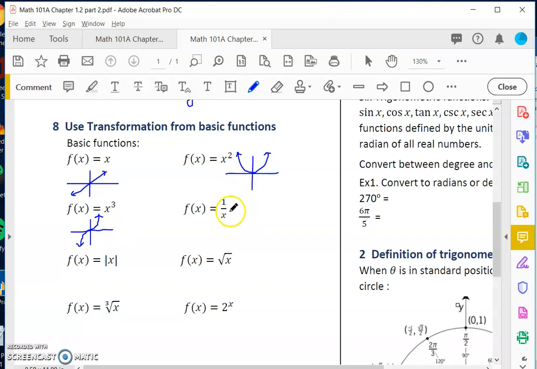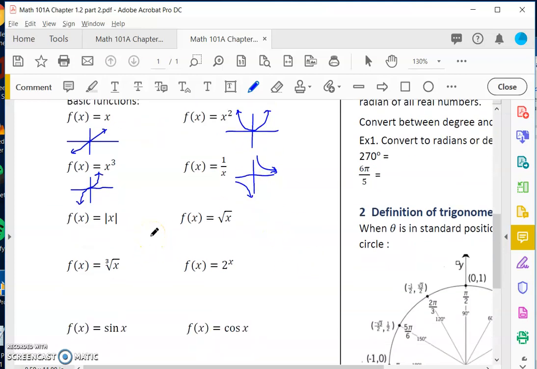1 over x is a rational function, right? So we have a polynomial in the numerator and denominator. Sometimes it's also known as the reciprocal function, because it's just a reciprocal of the identity function. So how do we graph it? There is a domain restriction of x not equal to 0, so x equal to 0 will be excluded. At x equal to 0 there is a vertical asymptote. So the function is cut up into two parts by this vertical asymptote.